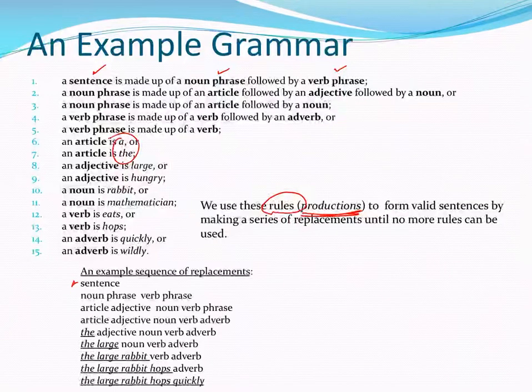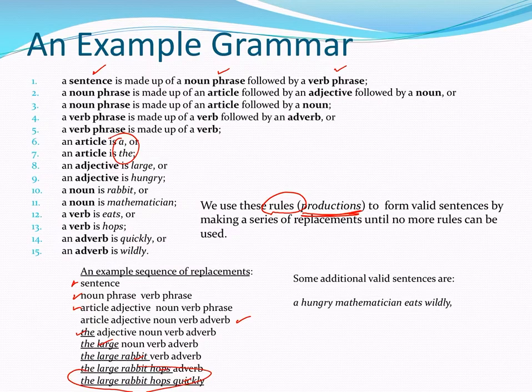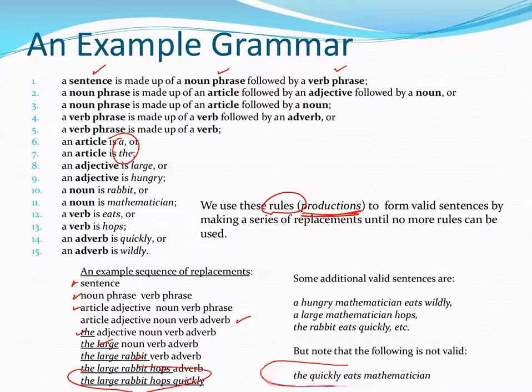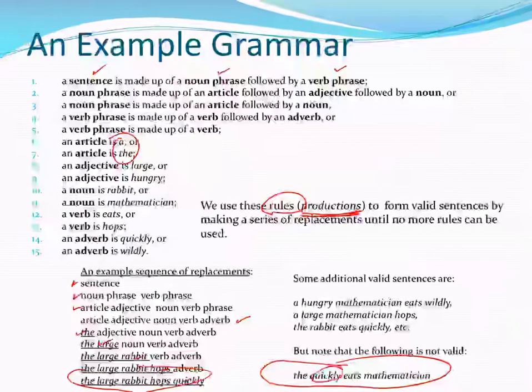Here's an example. We start with sentence, replace it with noun phrase, verb phrase, replace noun phrase with article, adjective, noun, replace verb phrase with verb, adverb. Then we start to replace the non-terminal words with terminal words. And we get "the large rabbit hops quickly", which is correct syntactically. We could create other sentences: the hungry mathematician eats wildly, a large mathematician hops, the rabbit eats quickly. But we cannot produce something like this: "the quickly eats mathematician". We have no production that allows the adverb to come before the verb.